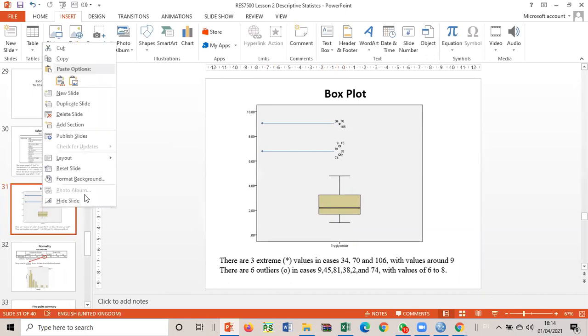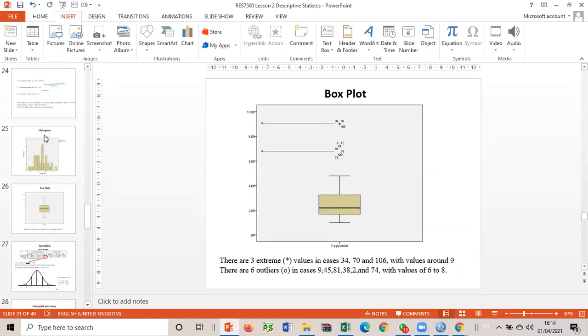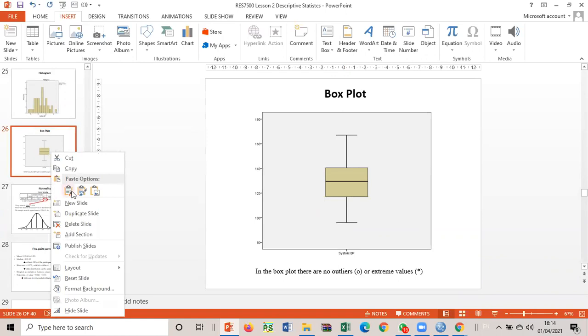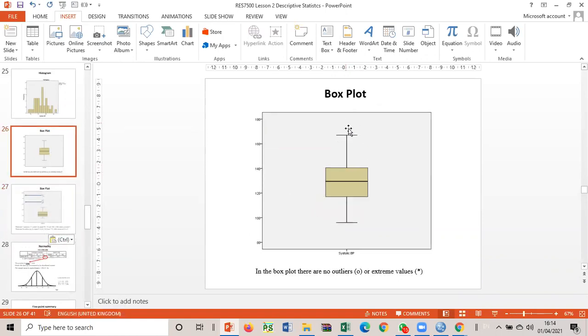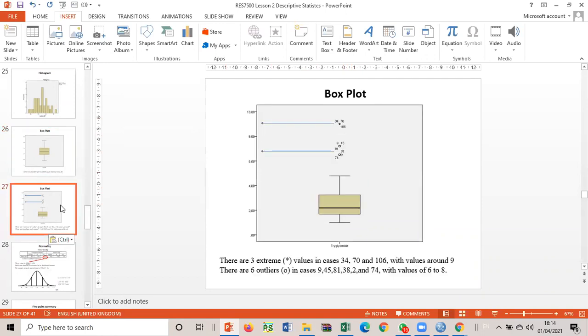Again, compare these two diagrams. Are there any outliers? No. Are there any asterisk signs here? No, sir. What about here? Yes, it has. There are some extreme values and some outliers. So this helps to visualize the data and do some diagnostics to see any outliers or extreme values.